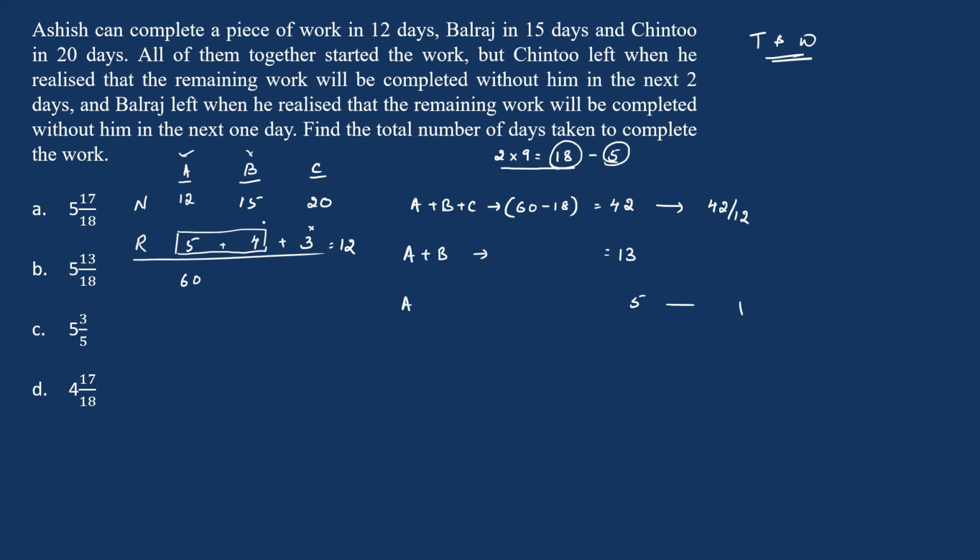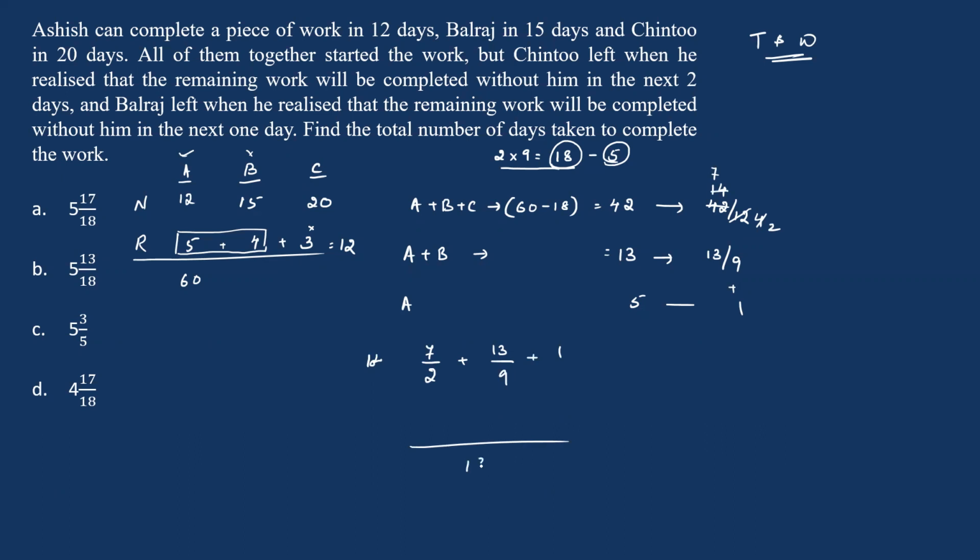Now, A and B in 1 day complete 9. So they will complete 13 units in 13 by 9 days. And finally, this guy completes in 1 day. So 42 by 12 can be 3 into 3, 3 ones are 3, 3 fours are 12. Clear, guys? So eventually the total number of days taken becomes 14 by 4, which is again nothing but 7 by 2, plus 13 by 9, plus 1.